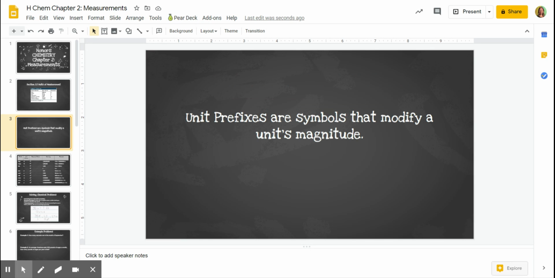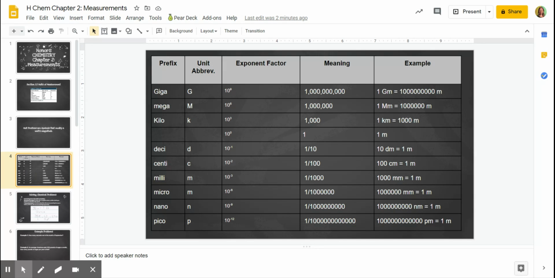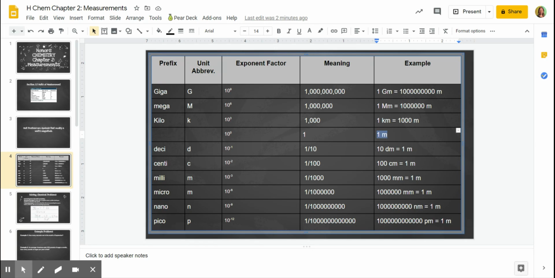Unit prefixes come before the symbol, and they are used to modify the unit's magnitude. So in the next slide, we're going to see these are the prefixes that we use in chemistry to modify how big or small a unit is. Our example that we're going to use is the meter. You guys know a meter is about 3 feet long.